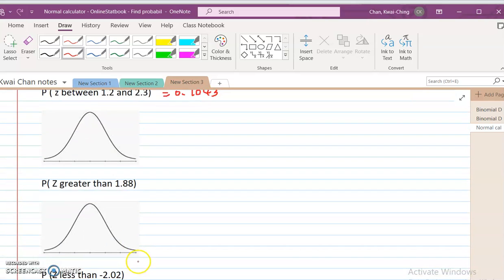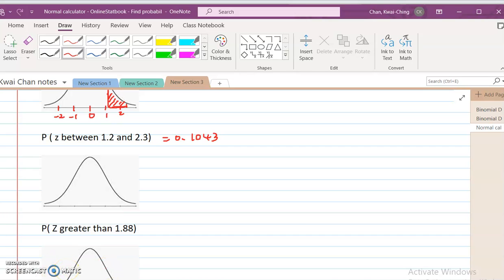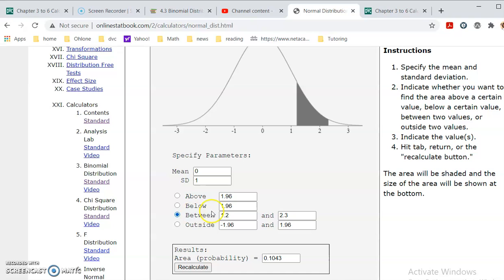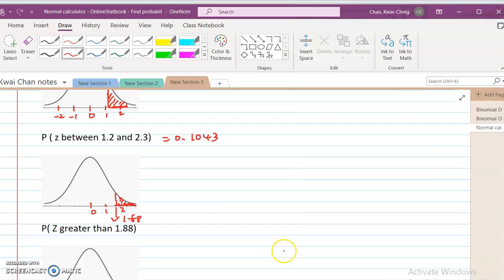The second one is when z is greater than 1.8. We know this is 0, and this is 1 and 2. 1.8 is kind of here, and all these are greater than. So I would want all the area beyond 1.8. In the calculator, this is not below, it's above 1.8, because numbers that are greater than are above. So you click it here and then recalculate: 0.0301.